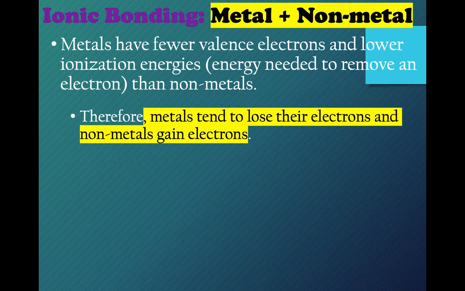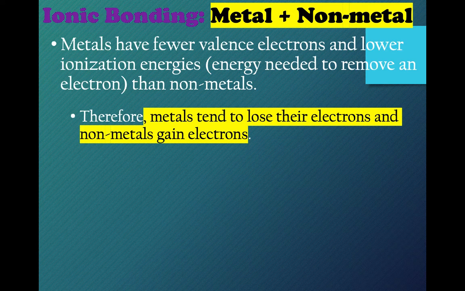So here's what you really need to know about ionic bonding. Ionic bonding is between a metal and a non-metal. And the reason is because metals typically don't have a lot of valence electrons. So it's a lot easier for them to lose than it is to gain. And non-metals are just the opposite. They typically have a lot of valence electrons, and so it's much easier for them to just gain up to 8 than it is to lose all the way down to nothing.